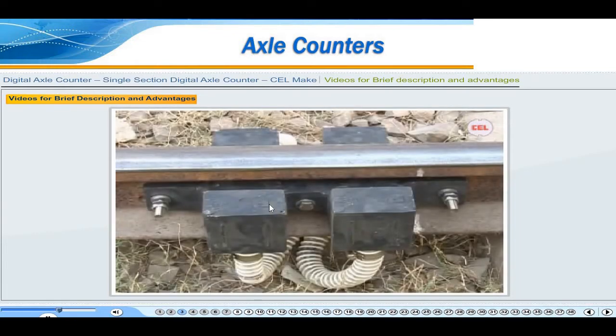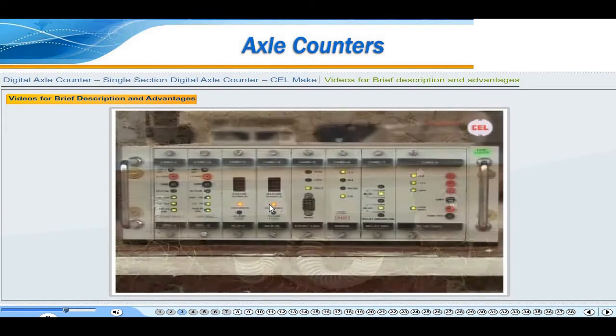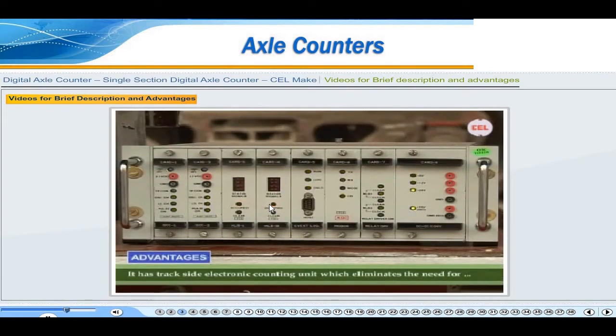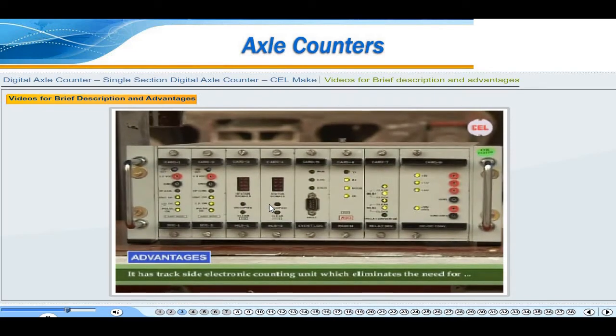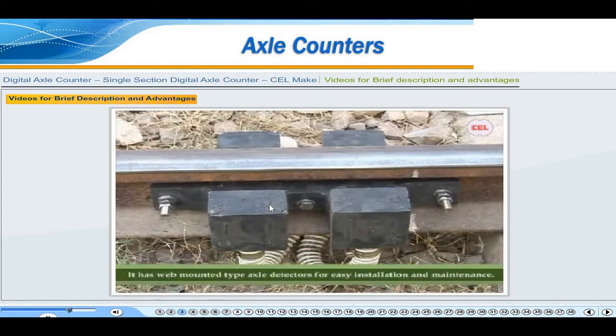The main advantages of the single section digital axle counter system over analog axle counters are: 1. The SSDAC uses high-frequency axle detectors, that is 21 kHz and 23 kHz, for higher noise immunity to traction current. 2. It has a track-side electronic counting unit that eliminates the need for a separate evaluator. 3. It has web-mounted type axle detectors for easy installation and maintenance.